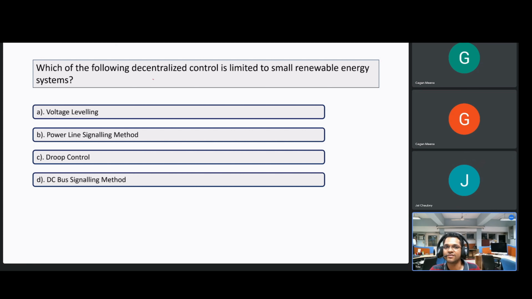This is another question. This we have not discussed. Which of the following decentralized control is limited to small renewable energy systems?